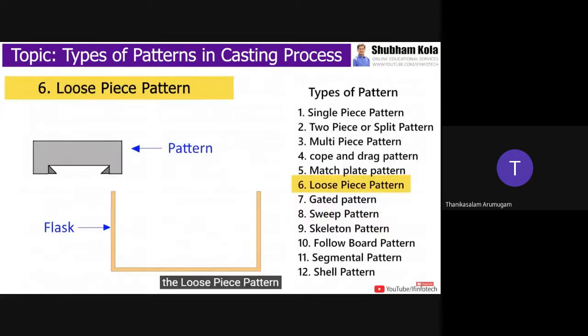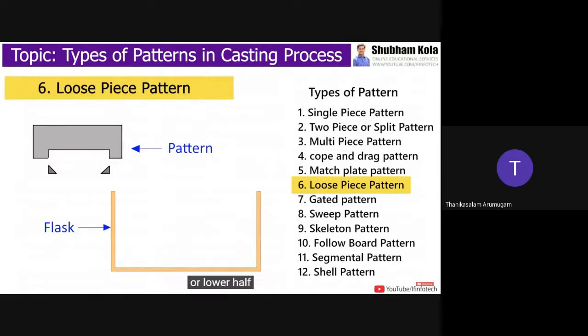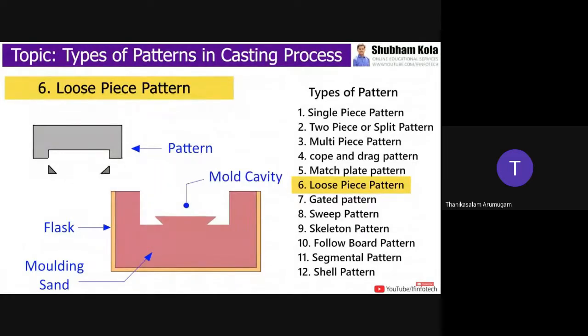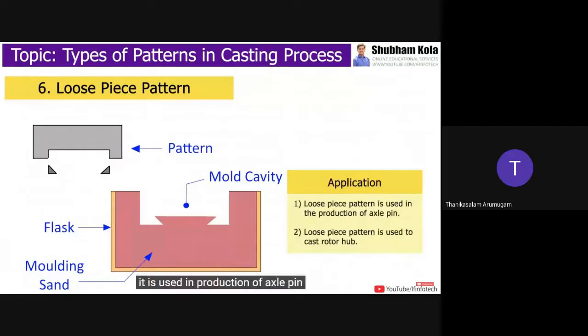The loose piece pattern is used when removal of the pattern is impossible due to an extended surface at either the upper half or lower half. The extended part is made as a loose piece, so this extended part can be removed first before removal of the whole pattern. This will make removal of the pattern easy without affecting the cavity. It is used in production of axle pins, and also used to cast rotor hubs.